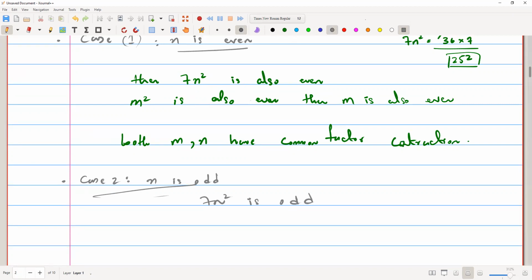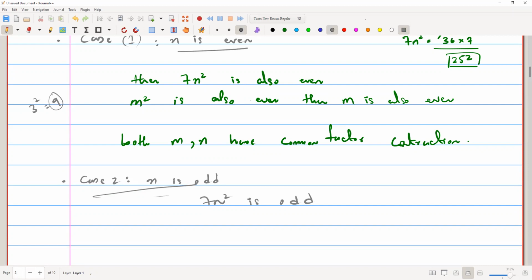Because if n is odd, then the square of n will be odd. For instance, take 3, it's an odd number, its square is 9. And if we multiply this n square, that is 9 multiplied by 7, that is odd number multiplied by odd number, we are going to get an odd number. So 7n square is also odd.